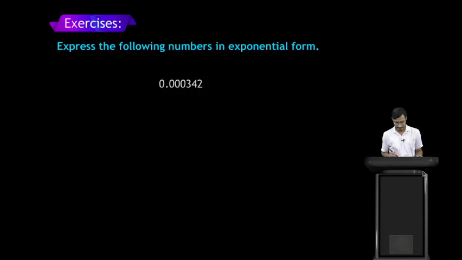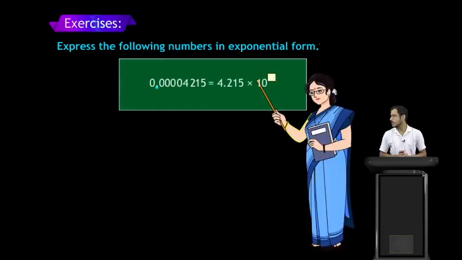Now here the decimal moves from left to right. So 3.42 means 1, 2, 3 and 4. So the power will be 10 to the power minus 4. So 3.42 into 10 to the power minus 4. Remember always, when the decimal moves from left to right, the exponent will be negative, and when the decimal moves right to left, the power will be positive.